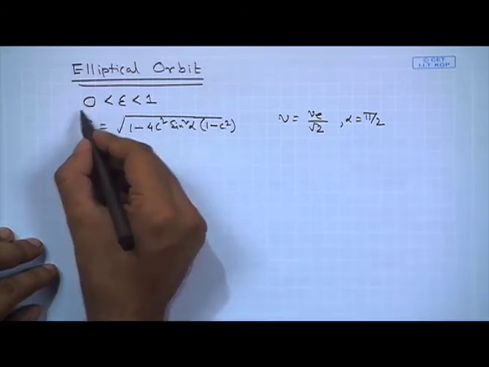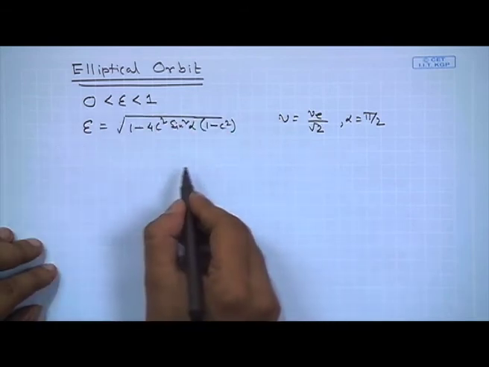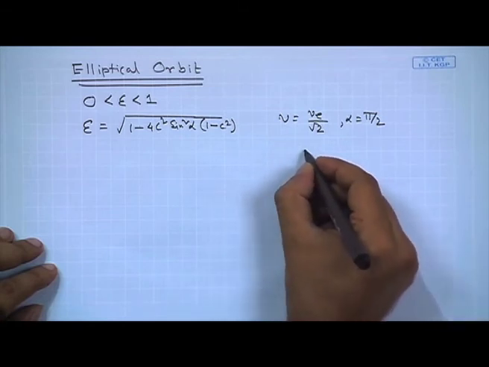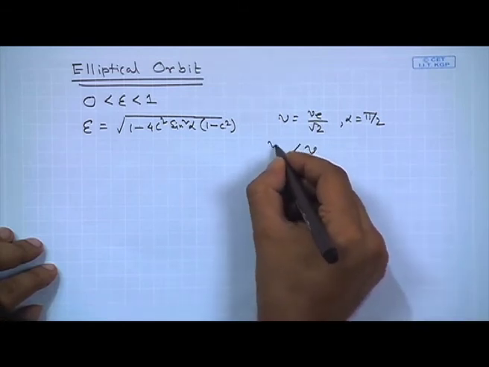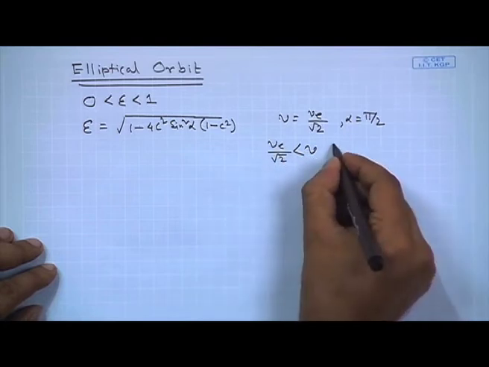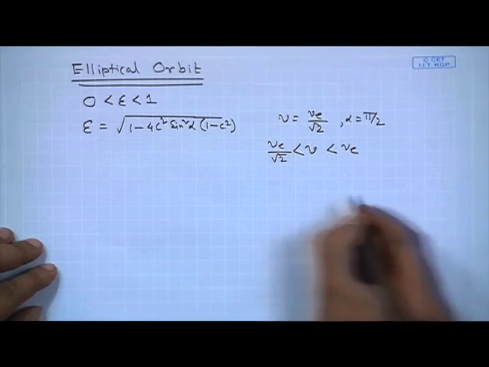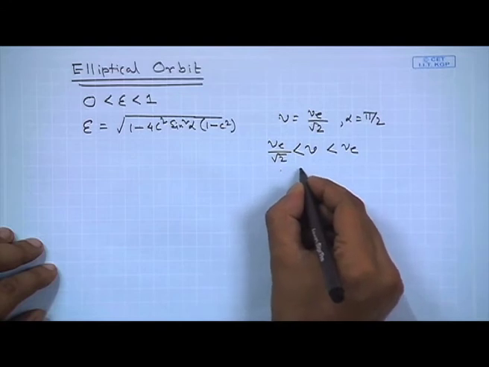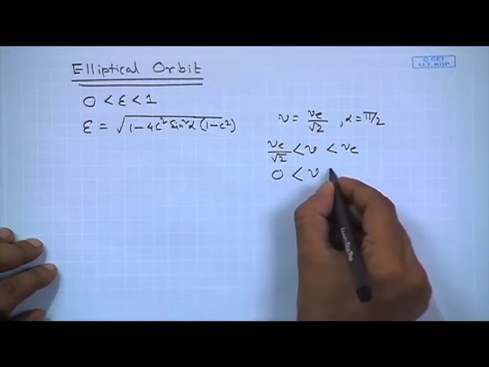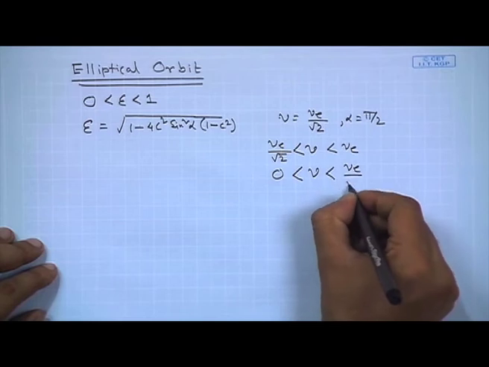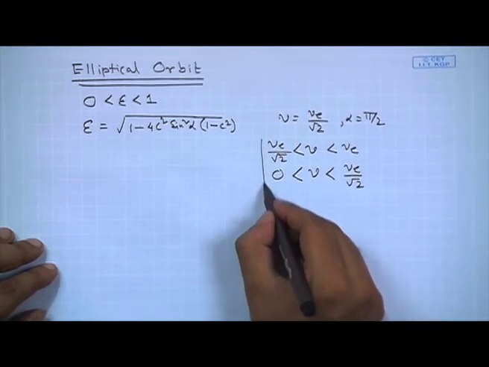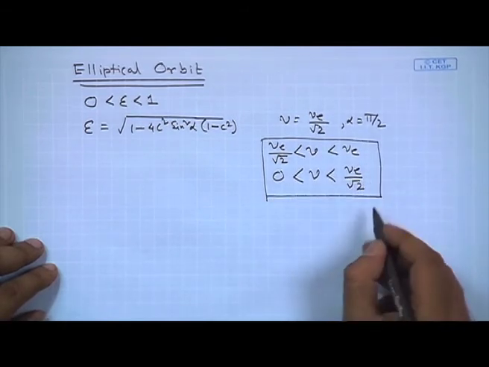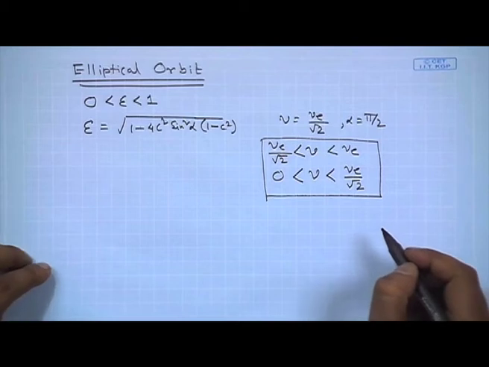Now the elliptical orbit can be achieved either for a velocity v which stays between ve by root 2 and ve, okay, or we can also get an elliptical orbit for a velocity v which is greater than 0 and less than ve by root 2. Why I am classifying these two ranges specifically, we will see towards the end. We will see why it is important to have this.